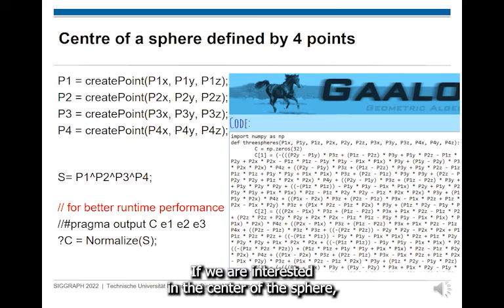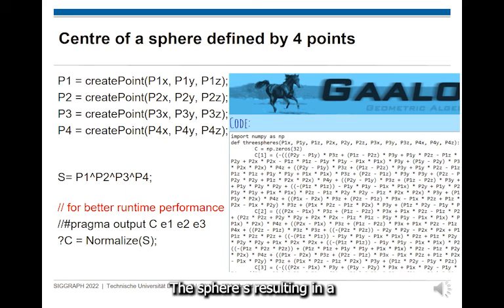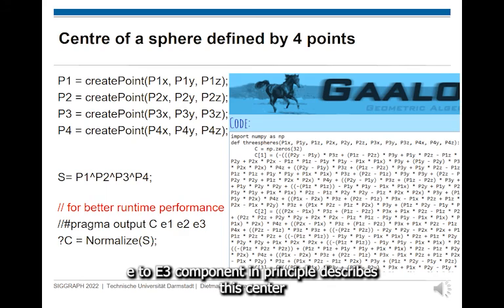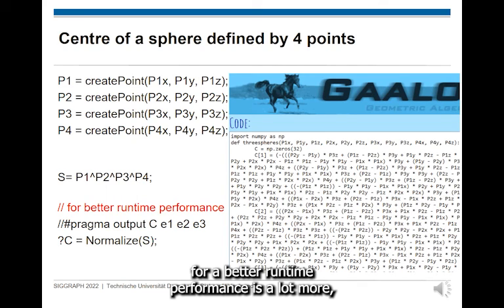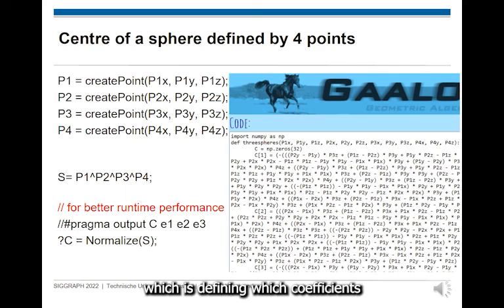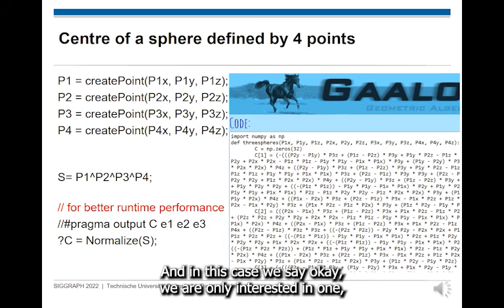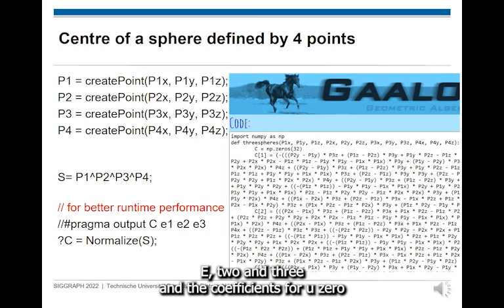If we are interested in the center of the sphere, which we just computed, we can normalize the sphere S, resulting in a linear combination of E1, E2, E3, E0, and E infinity. And the E1, E2, E3 component in principle describes this center in the 3D coordinates. For a better runtime performance, there is a pragma which is defining which coefficients should be computed by this resulting point C. And in this case, we say, okay, we are only interested in E1, E2, and E3. And the coefficients for E0 and E infinity do not have to be computed.